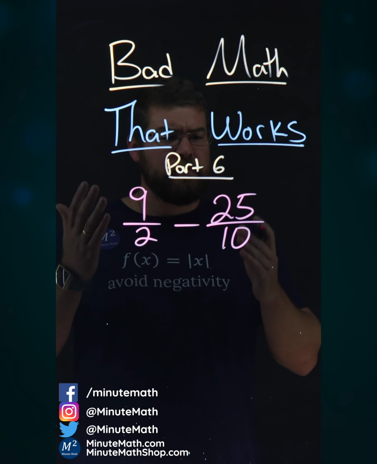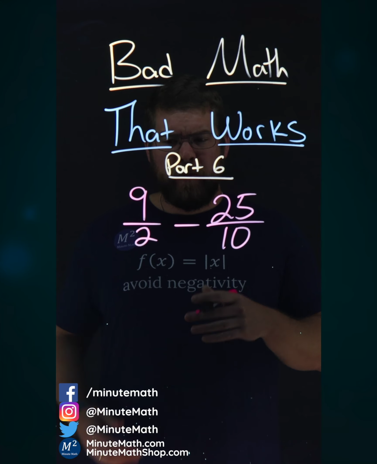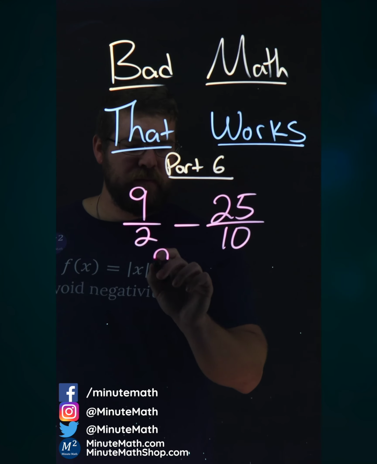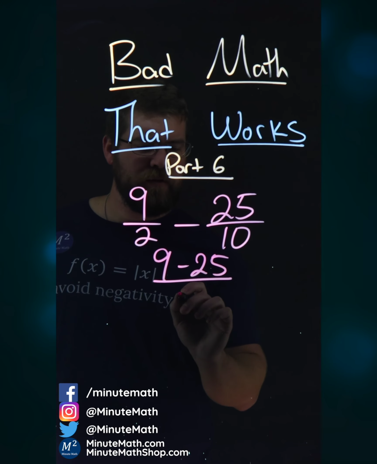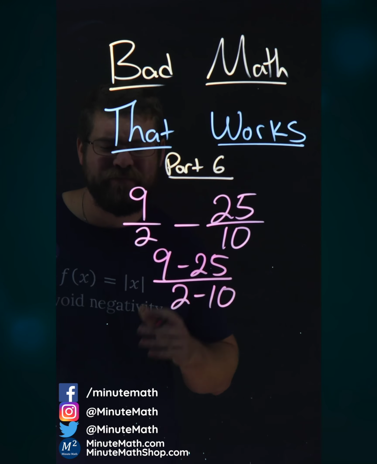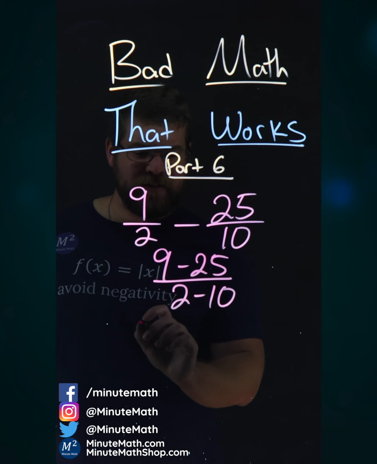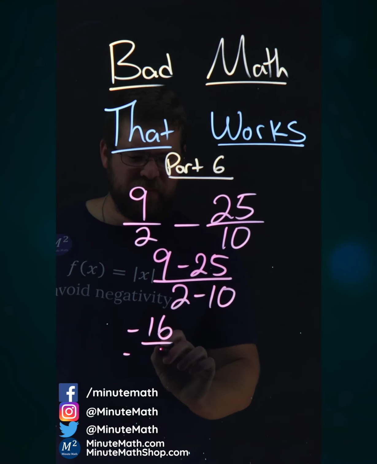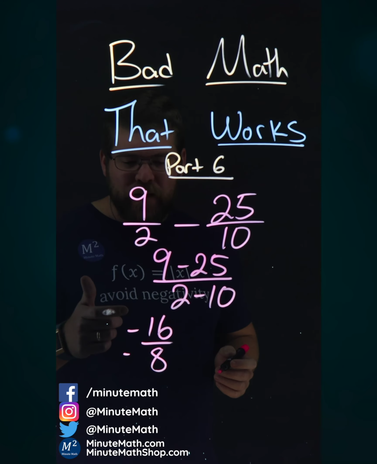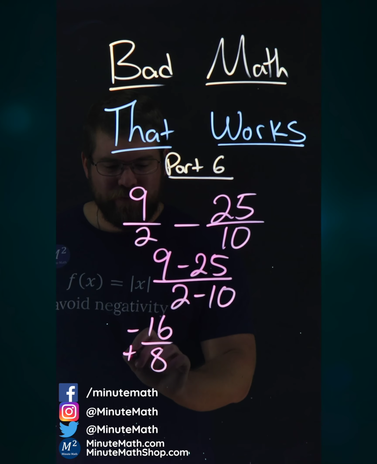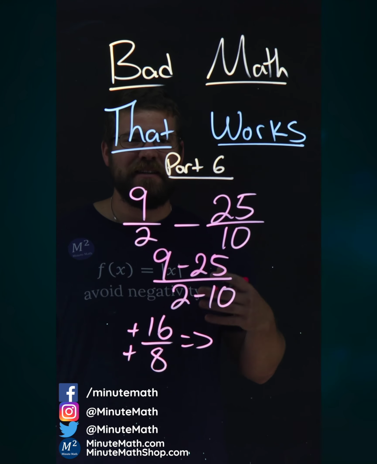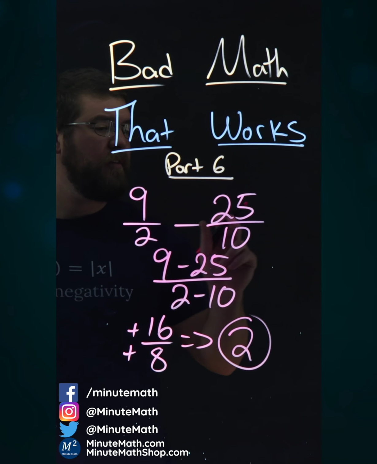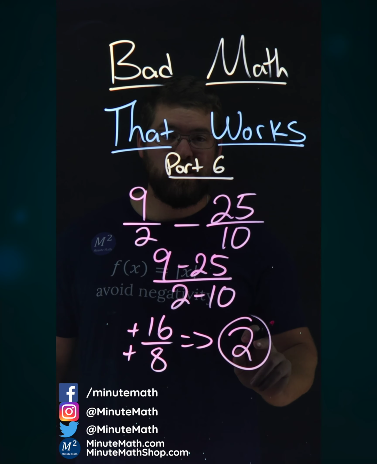We have 9/2 minus a 25 over 10. Well, to combine these fractions, let's just subtract the numerator and the denominator. 9 minus 25 over 2 minus 10. Well, 9 minus 25 is just a negative 16, and 2 minus 10 is a negative 8. Clearly, negative over a negative is positive, so we cross that out. And 16 over 8 is just a 2. So there we have it. 9/2 minus 25 over 10 comes out to be 2.